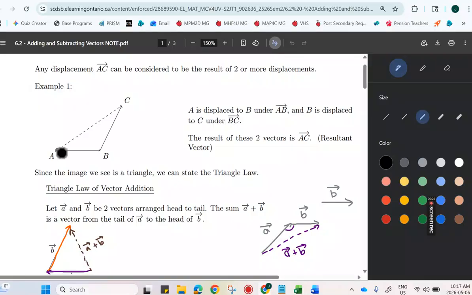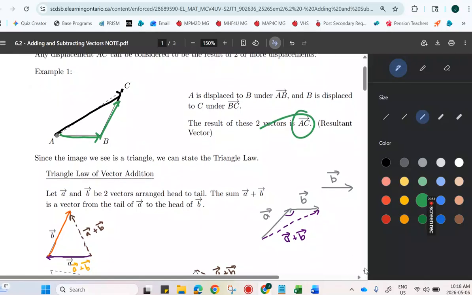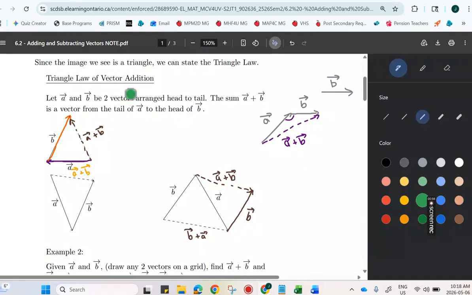So for example, if I want to get from A to C, let's think about the shortcut problem. I can cut across. Let's pretend this is a corner lot. Or I can go from A to B and then B to C. A is displaced to B under AB, and B is displaced to C under BC. The result is the same. You end up with AC, which is what we call our resultant vector. Since the image we see is a triangle, we call this the triangle law of vector addition.